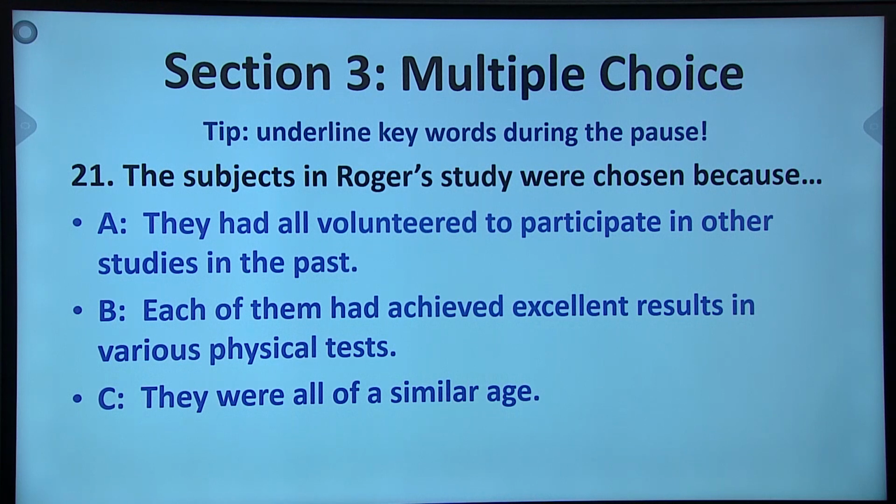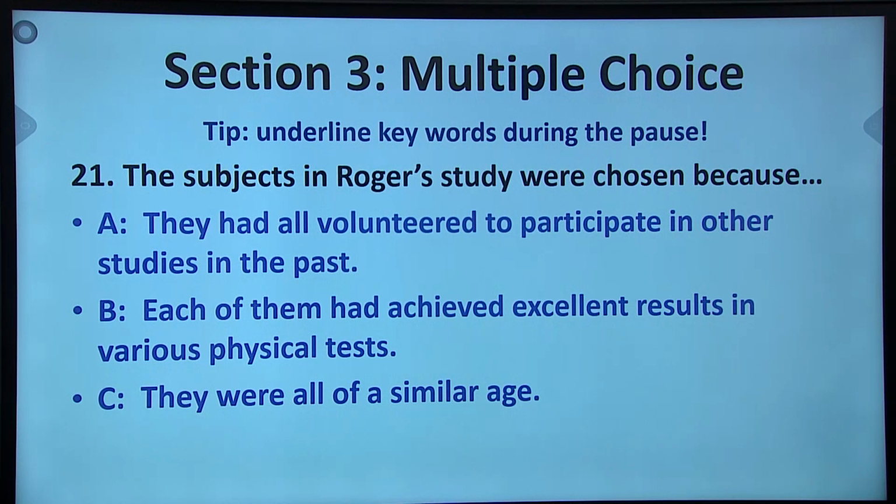So let's see first then which words you would underline in these questions while you're looking at them before you listen. So the subjects in Roger's study were chosen because, now 3 choices. A, they had all volunteered to participate in other studies in the past. Or B, each of them had achieved excellent results in various physical tests. Or C, they were all of a similar age. So just take a minute now and think about in each question which words would you underline as the most important words. That will help you when you're listening.